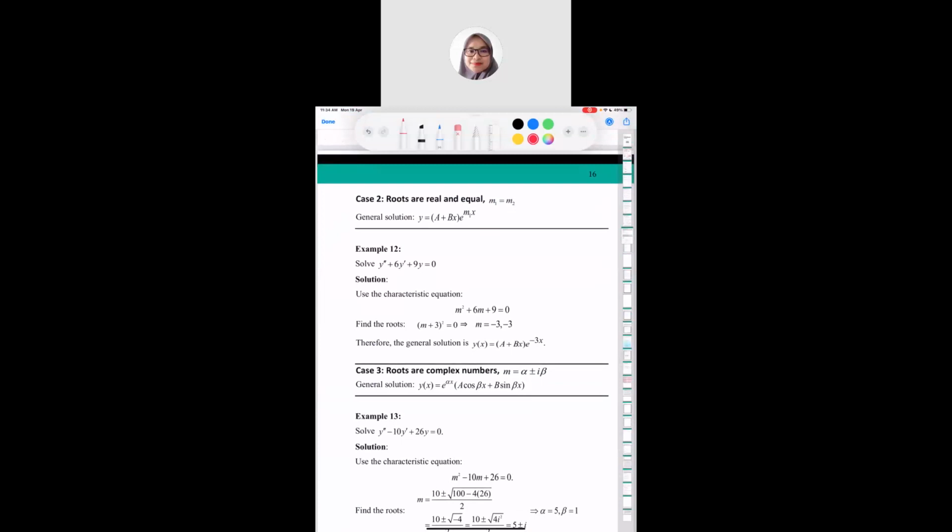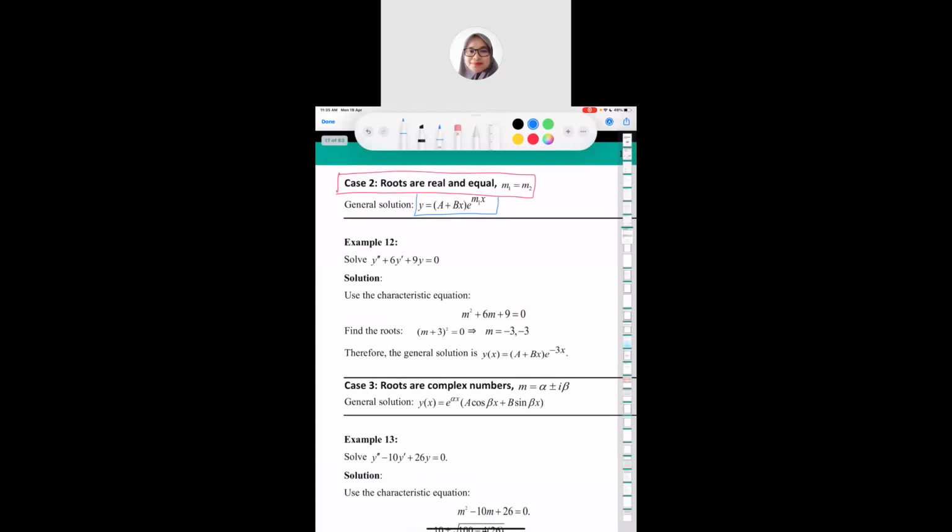Kita pergi kepada yang kedua, when your roots are real and equal. Roots are real and equal means that m1 equal to m2. So you punya general solution kena tulis dalam bentuk y equal to (A plus Bx) e^(mx). M1 ke M2 ke tak ada masalah sebab dia sama. So kita sebut m. Kita try example 12 kat sini. y double prime plus 6y prime plus 9y equal to 0.